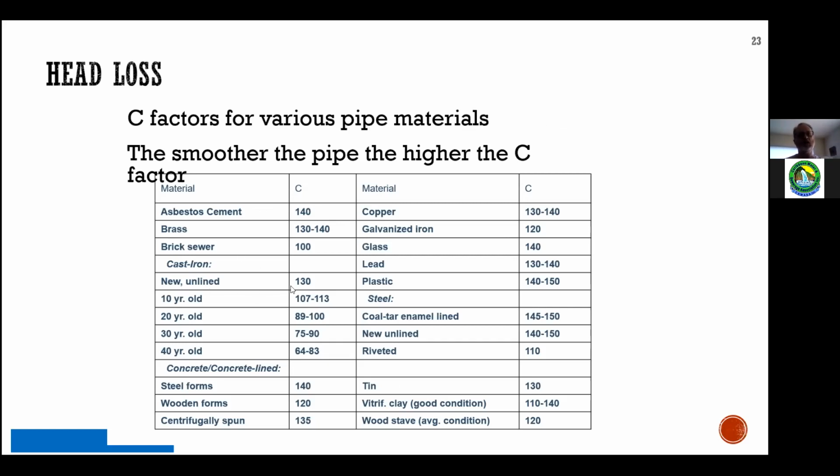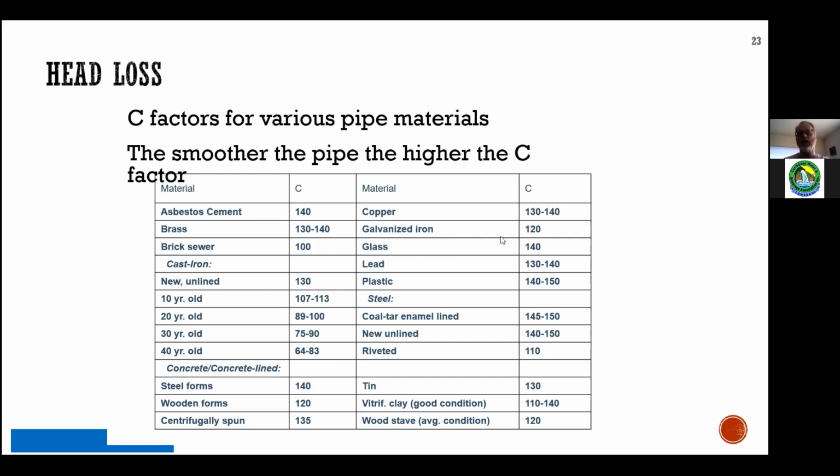Let's see, cast iron. So a new unlined is 130, which is quite optimistic. 20-year-old cast iron is starting, you can see the numbers start to go down. 40-year-old, 60 to 80, 64 to 83. As I said, where I used to work, we had some cast iron that was only 50 years old, but the C factors weren't even 40, which means that it's no longer acting like a 150 diameter or a 200 diameter main. And here are the different types, like copper, galvanized, and so on.